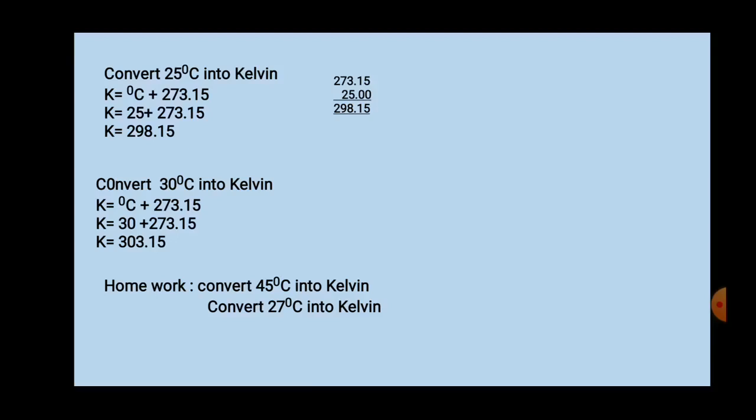Now one more problem. Convert 30 degrees Celsius into Kelvin. First, apply the formula, that is K is equal to degree Celsius plus 273.15. Then in the place of degree Celsius, substitute the value given in the question, 30 degrees, plus 273.15. So you will get the answer as 303.15. Now I have given homework. Convert 45 degrees Celsius into Kelvin, and one more, 27 degrees Celsius into Kelvin. Okay, try by yourself. These questions are very important for the exam.